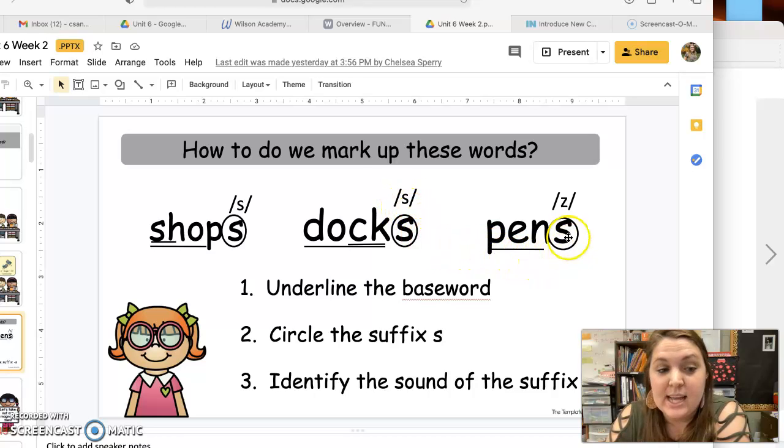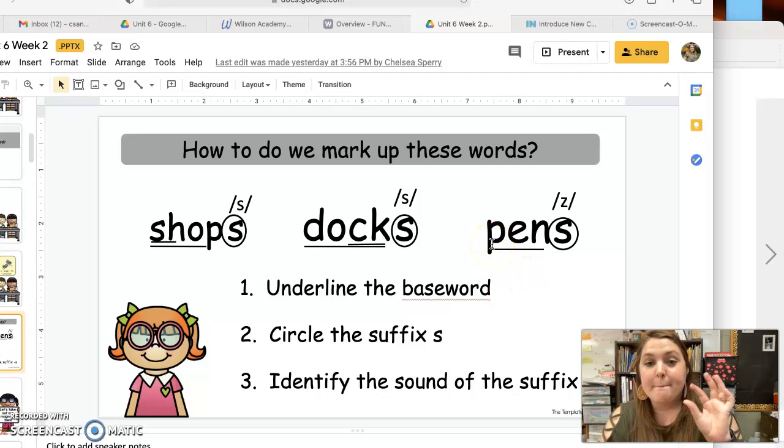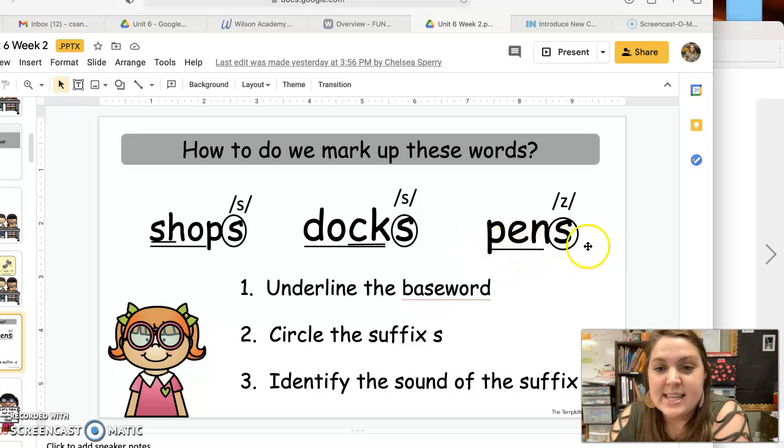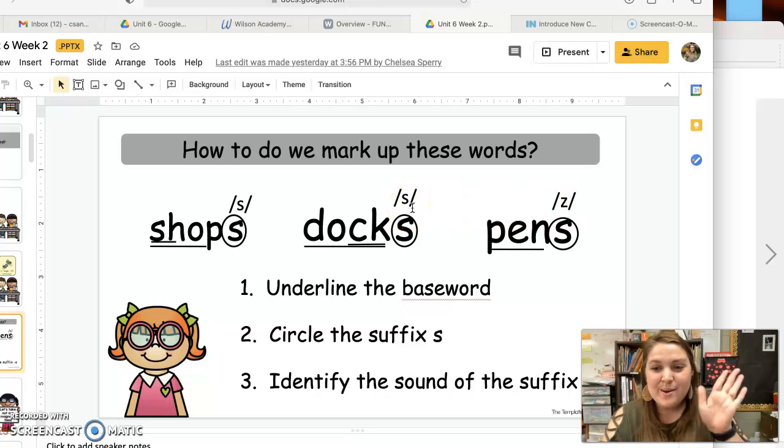All right, here is their last word. Are you ready? Pen, pen, pens. All right, so this one doesn't have any digraphs, right? But it has a base word. What is our base word? Pen. They underlined pen, and then they circled their suffix S. What does the suffix S say? Pens. This suffix S says the Z sound. So they drew their two lines and put a Z in between. All right, I will see you tomorrow. Bye.